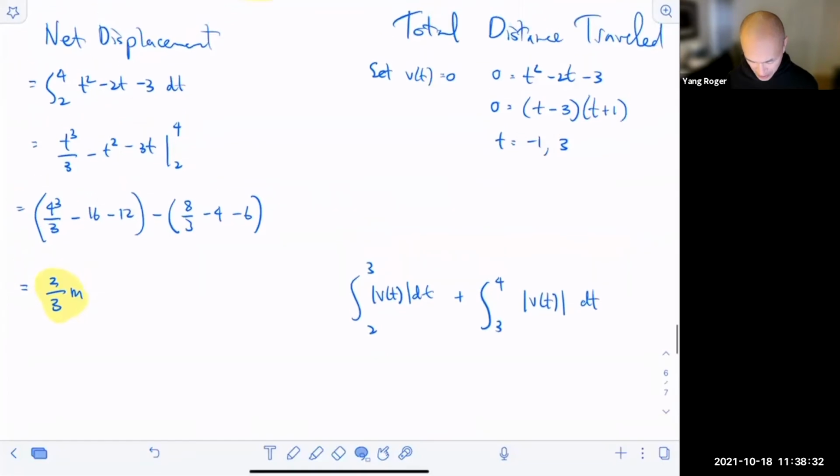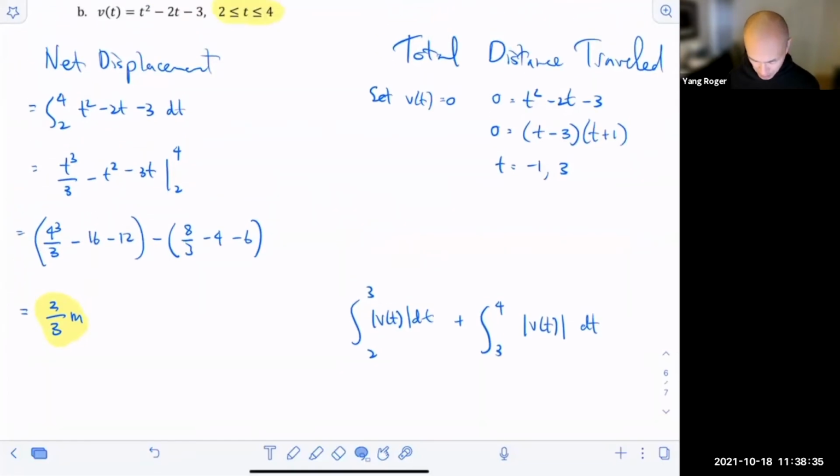Let's try to break this thing down. I want to split my function into two pieces. And I want to identify which piece is the positive piece and which piece is the negative piece. Now, there's many ways that you could figure this out. I guess I'll describe a couple of the ways.